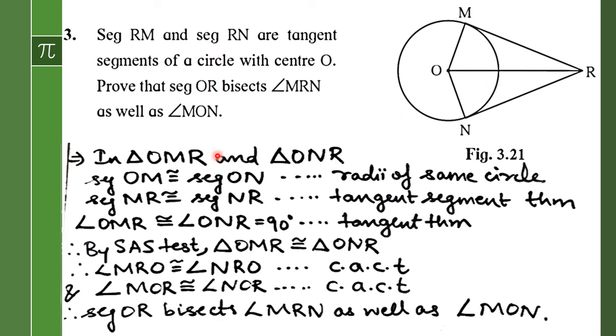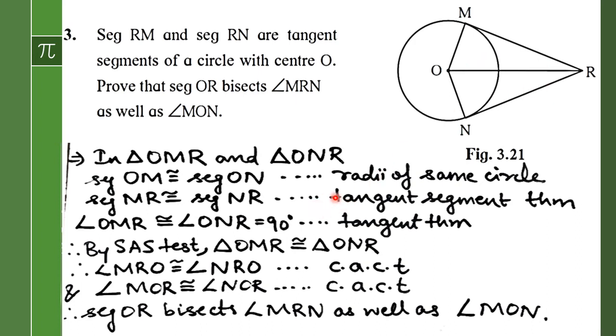So consider triangle OMR and triangle ONR. Here OM and ON are radii of the same circle, so those two segments are congruent. Next, segment MR is congruent to segment NR by the tangent segment theorem. One more fact we know is that segment OR is a common side. So that fact you can use, or else I have used another fact, that angle OMR is congruent to angle ONR since both are 90 degree angles by the tangent theorem. So that fact also you can use, or you use the common side part, anything as you wish.